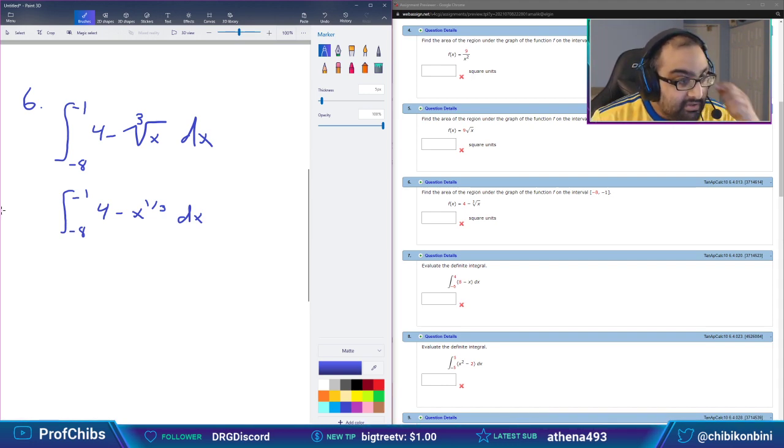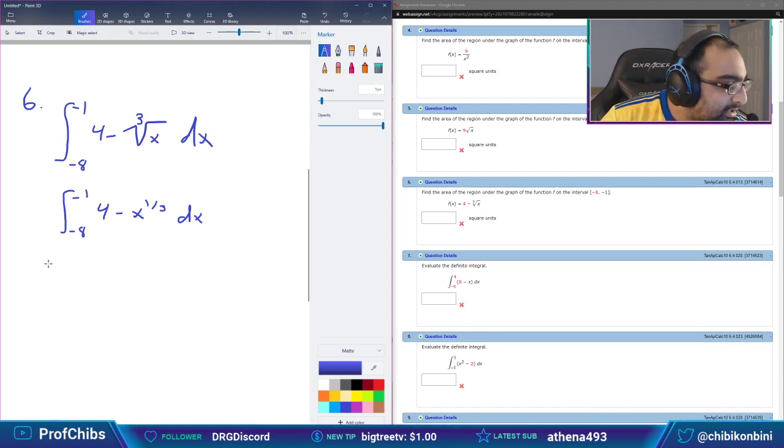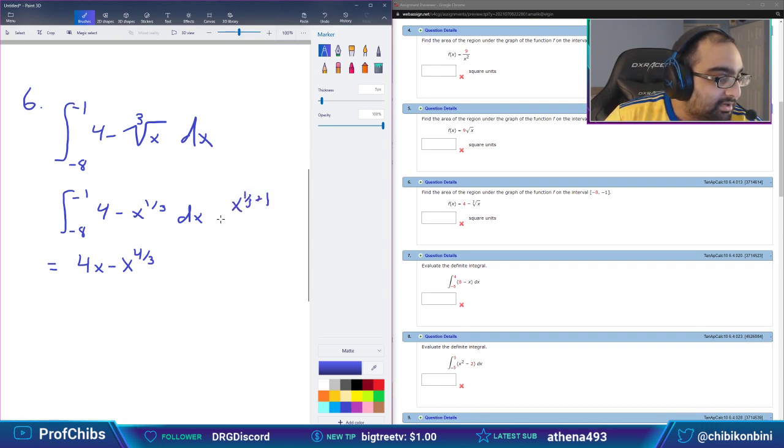So in this instance, once we put it in x to the 1/3 power, we're going to use the power rule here. So the integral here is 4x. And then don't forget, we're adding 1 to the 1/3 power if we're using the power rule correctly. So here we get x to the 4/3. Remember that's x to the 1/3 plus 1. And then you'll have 1/3 plus 1 down here. So this will be the x to the 4/3 over 4/3.